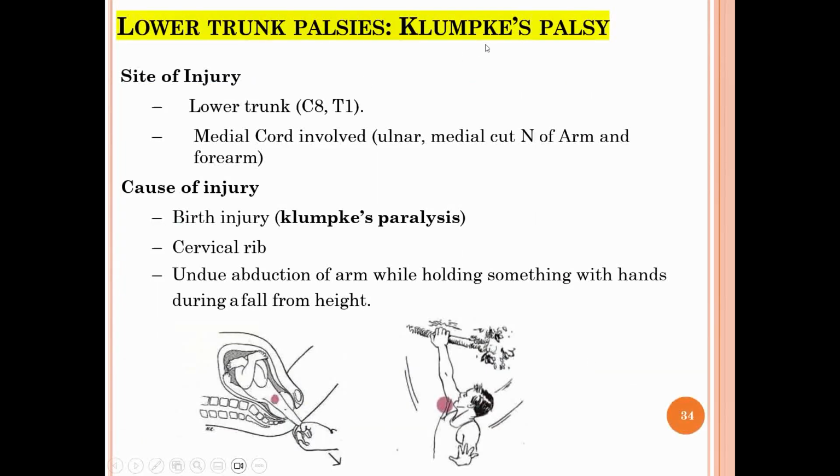Then lower trunk palsy, it is also known as Klumpke paralysis. The site of injury can be in the lower trunk, that is C8 and T1. Here the medial cord is involved, that is the ulnar nerve, medial cutaneous nerve of arm and forearm. Cause of injury can be birth injury. It can be because of a cervical rib. There can be undue abduction of the arm while holding something with hands during a fall from height. So you can see here in this position, there can be lower trunk palsy or Klumpke palsy.